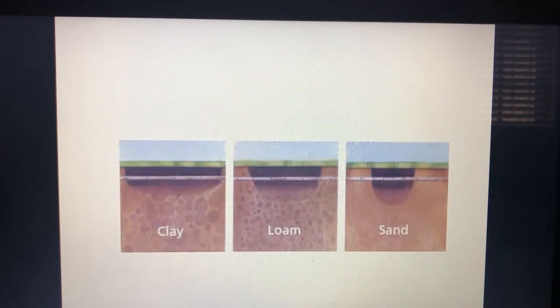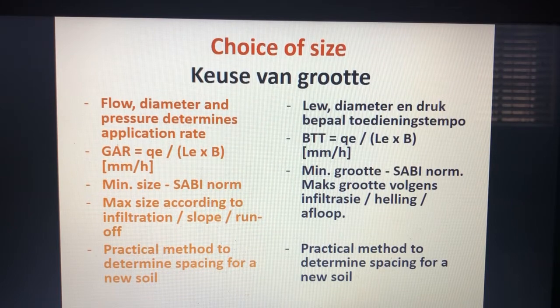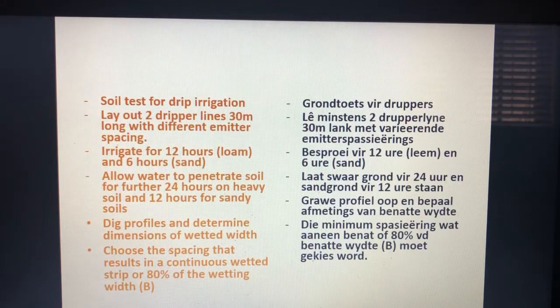If we look at how to do that, there's an easy test. Lay out two dripper lines, 30 meters long, with different emitter spacings. Irrigate for 12 hours on a loamy soil and 6 hours on a sand soil, because of the permeability. Then you allow the water to penetrate the soil for a further 24 hours on heavy soil and 12 hours for sandy soil, because of permeability as well. Then you'll dig profiles and determine the dimensions of the wetted width.